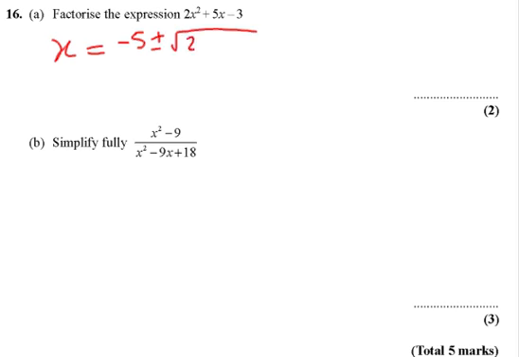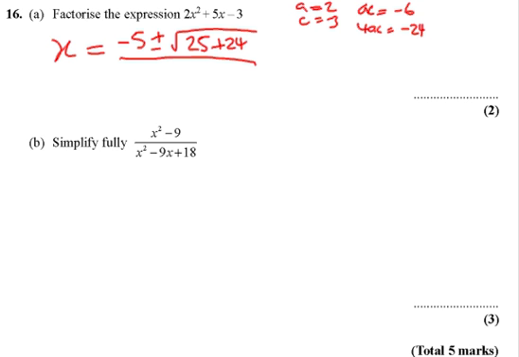b squared minus 4ac. Now, a is 2 and c is minus 3. So ac is obviously negative 6. 4ac is negative 24. So if we subtract 4ac, we're going to add 24 there. And it's all over 2a. So what that leaves us with is negative 5 plus or minus the square root of 49 over 4.